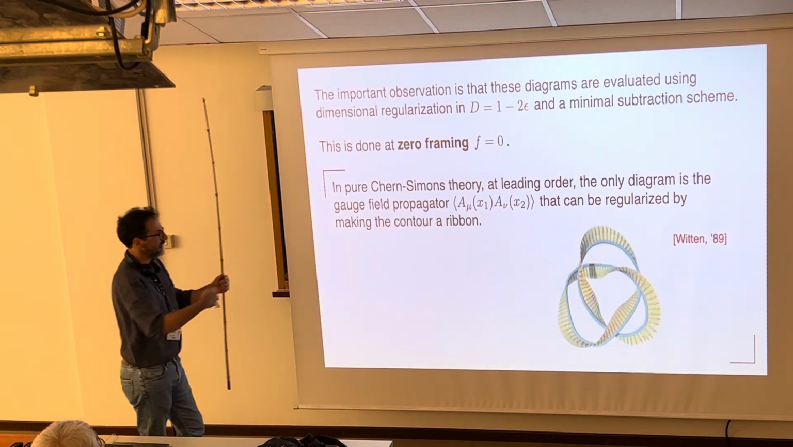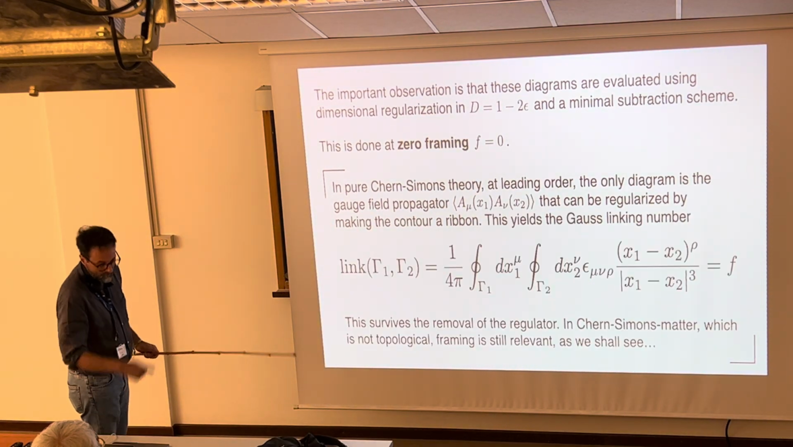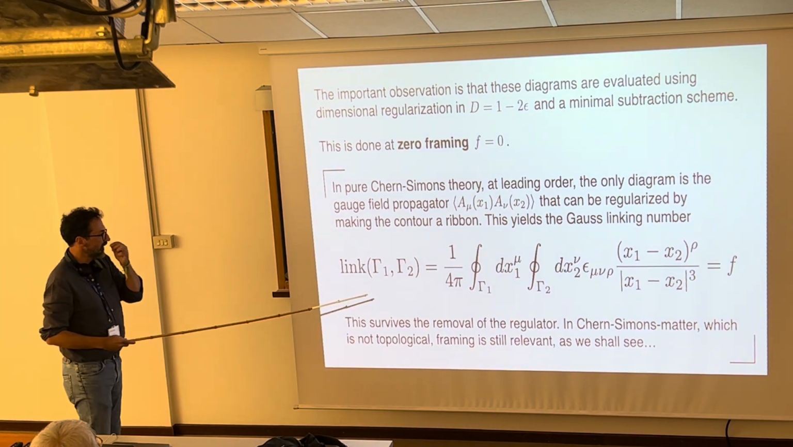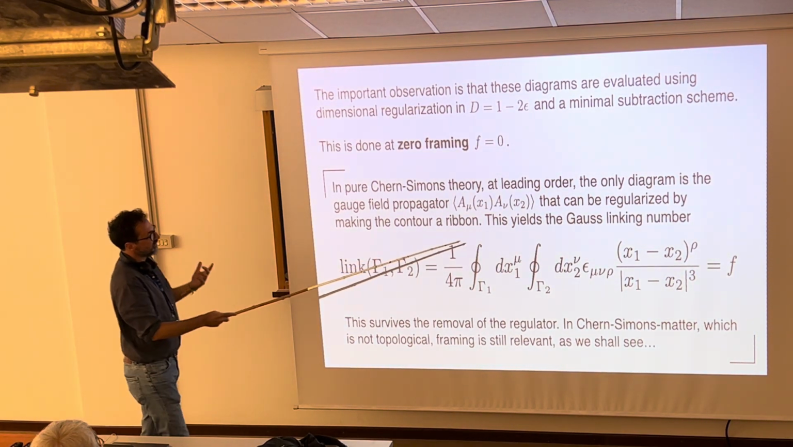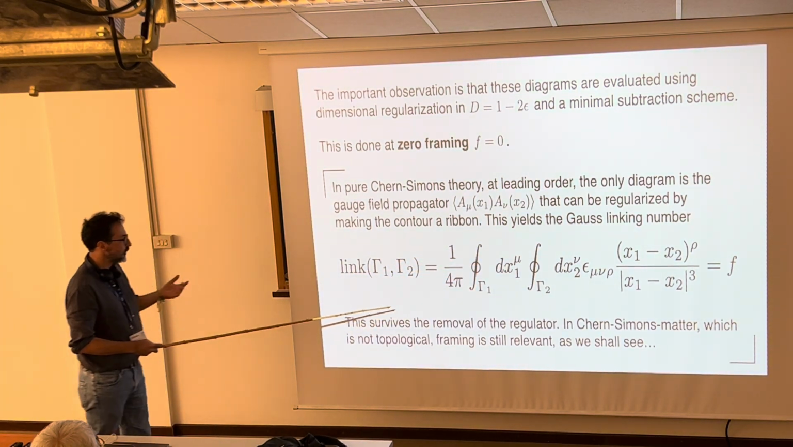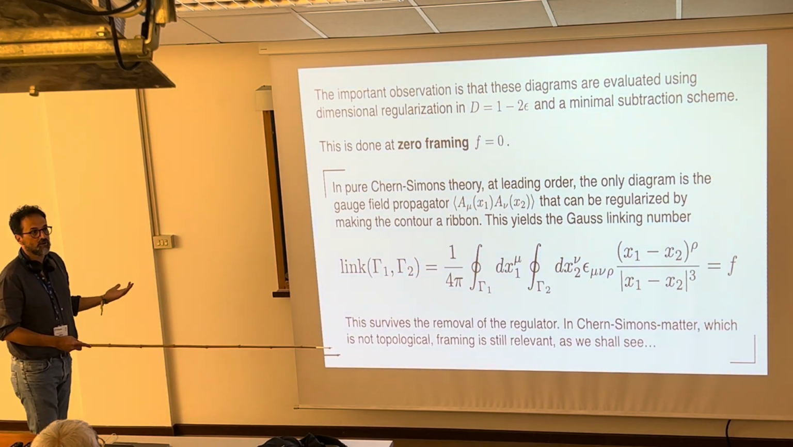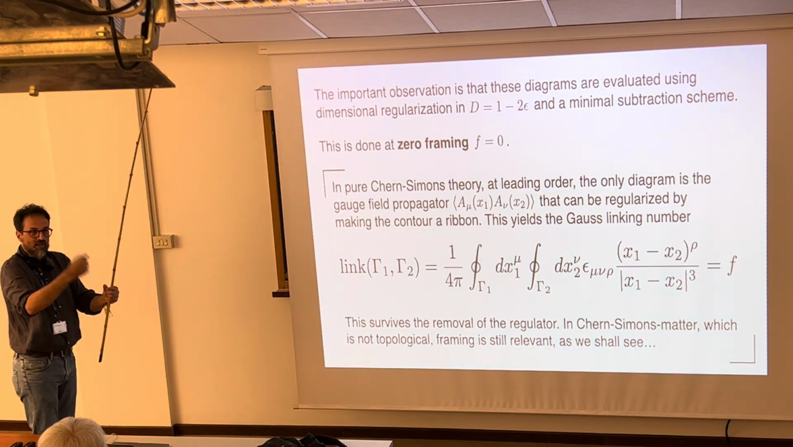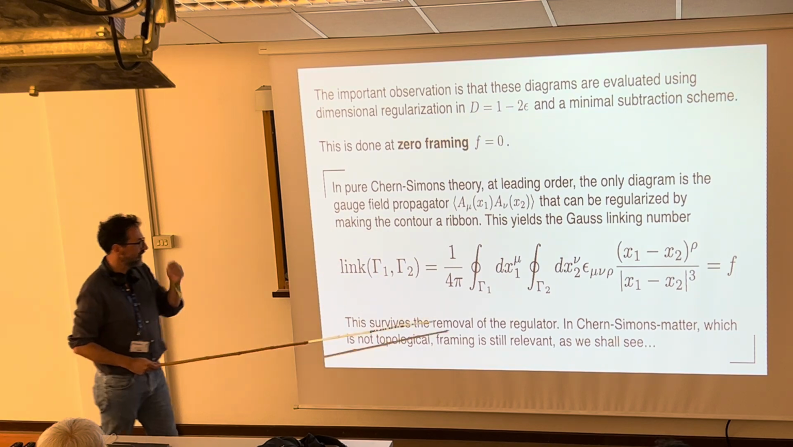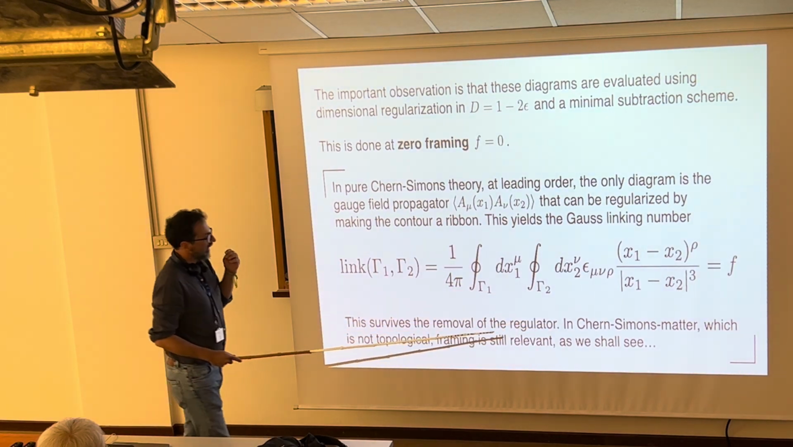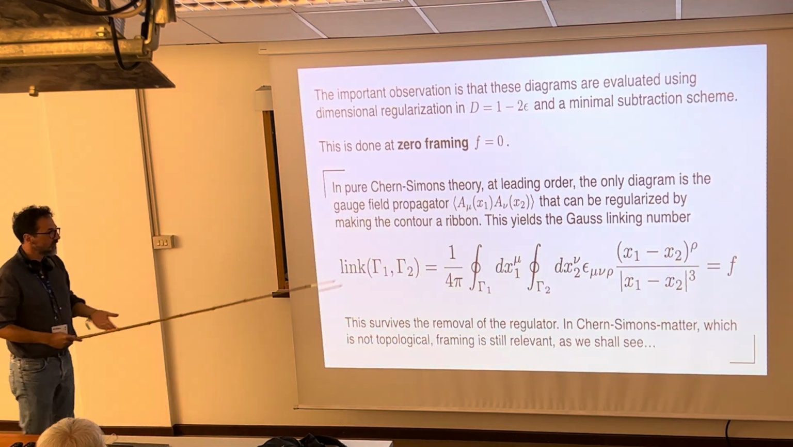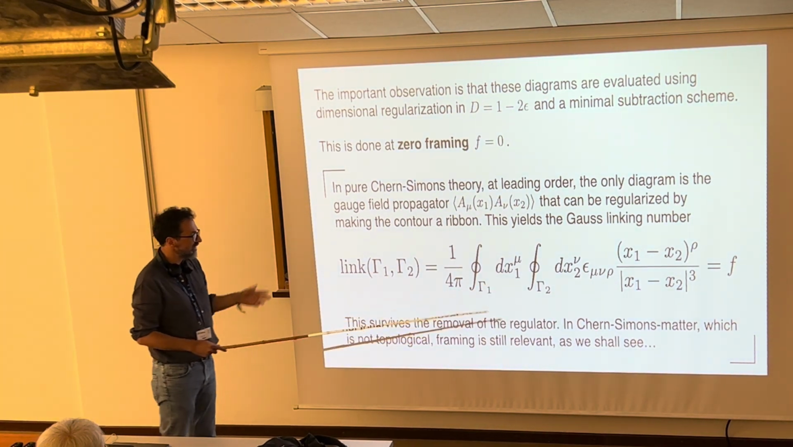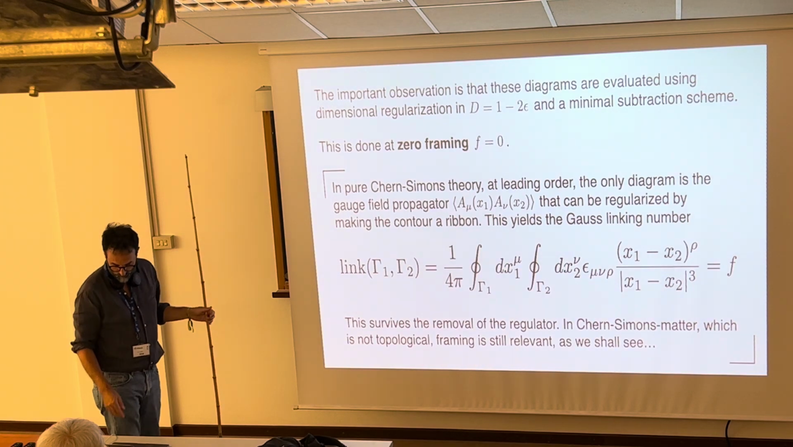So you introduce this topological notion of how many times one side of a ribbon goes around the other side of the ribbon. And if you do the integral, you find the Gauss linking number, which survives the removal of the regulator. So you do some point splitting of the contour, then you go back, but of course you have this topological quantity that survives. This is pure Chern-Simons, which is a topological theory. Chern-Simons matter theory is not topological, but framing is still relevant, as we shall see.